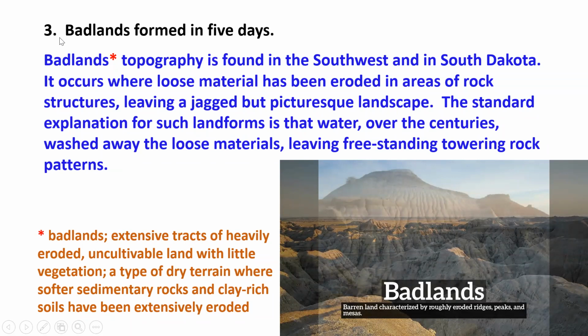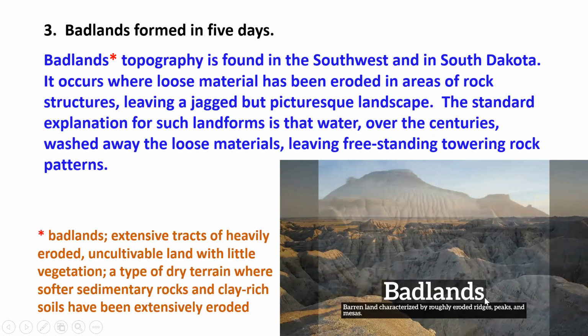Okay, third wonder is the badlands were formed in 5 days. Yeah, badlands. What is badlands? Badlands are extensive tracts of heavily eroded, uncultivable land. So land that has been, can I say, eroded or damaged in that sense, with now little vegetation. So all the plants, all the trees, and whatever you have, they've all been washed away. A type of dry terrain where softer sedimentary rocks and clay-rich soils have been extensively eroded.